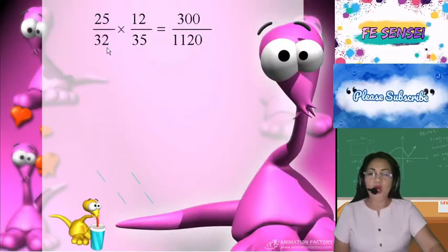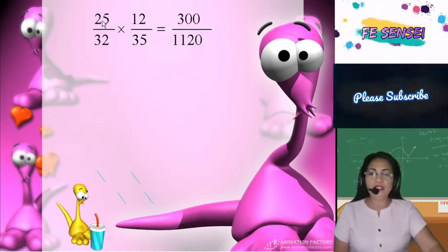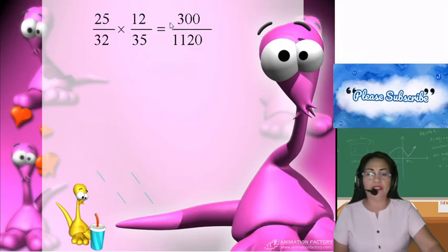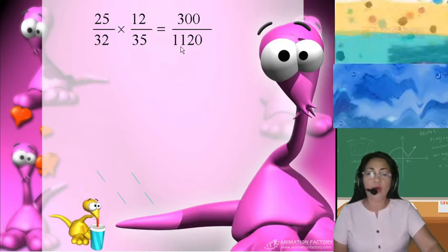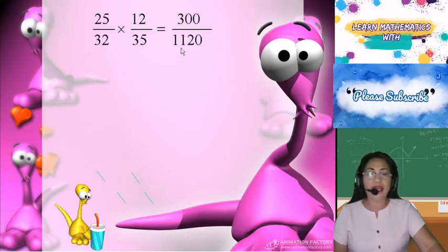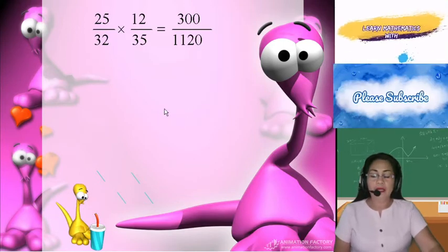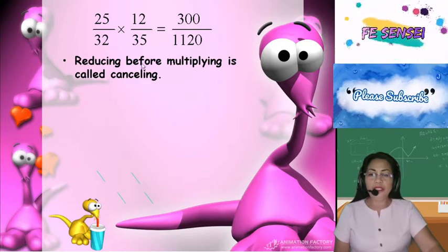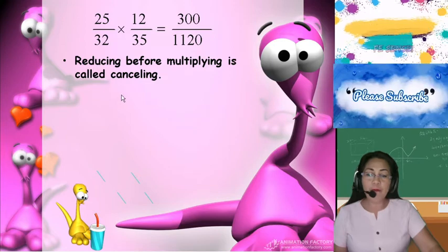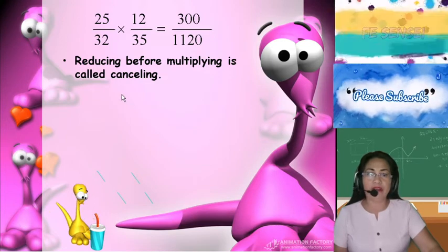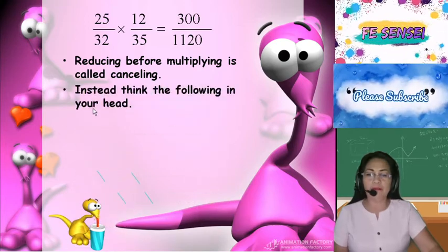25 over 32 times 12 over 35. If we're going to multiply 25 times 12, the answer is 300. And 32 times 35, the answer is 1120. And the number can be reduced into its lowest term. Instead, reducing before multiplying is called cancelling. So, before multiplying numerator and denominator, we have to cancel first.